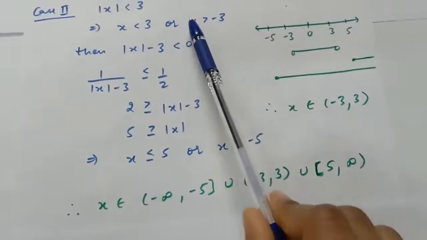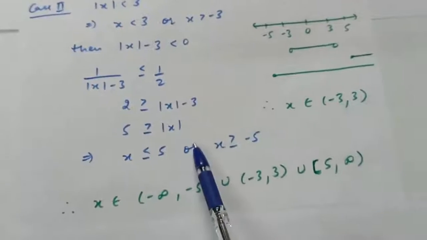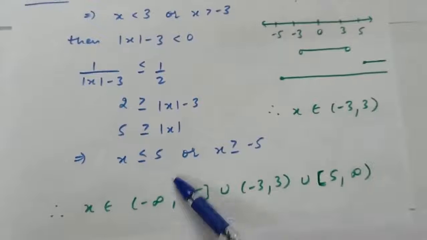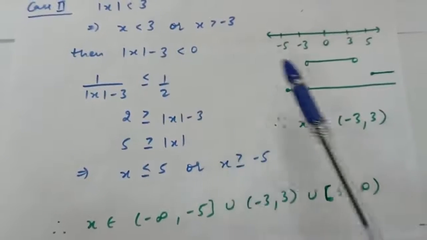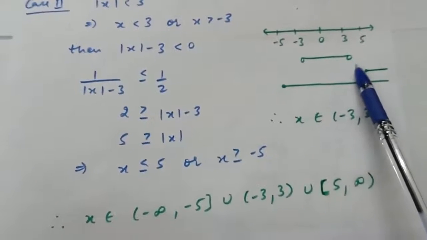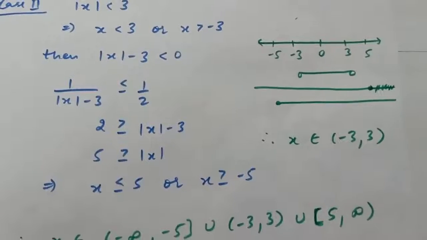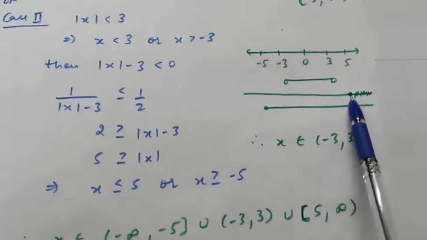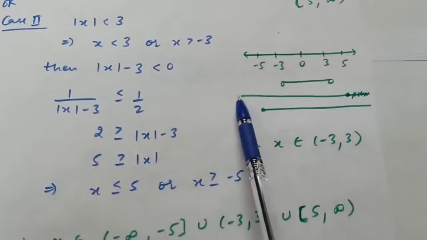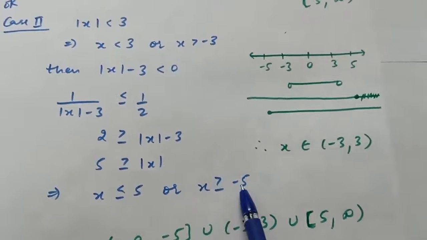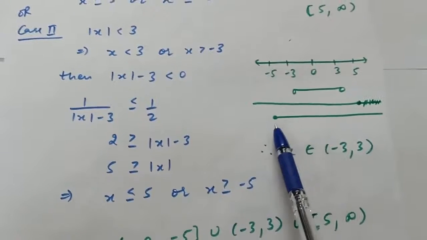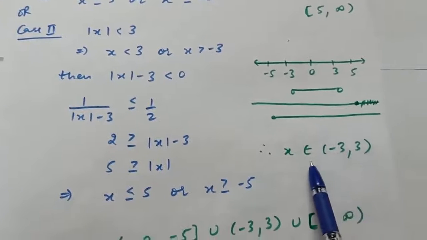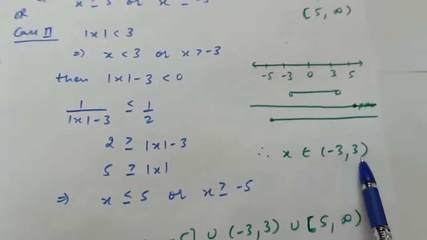So we will take the intersection of this and this. So this is basically x greater than minus 3 and less than 3, so the range will be minus 3 to 3. Now x less than or equal to 5 means 5 or less, and x greater than or equal to minus 5 means minus 5 and greater. So when you take the intersection, you will get x belongs to minus 3 to 3.